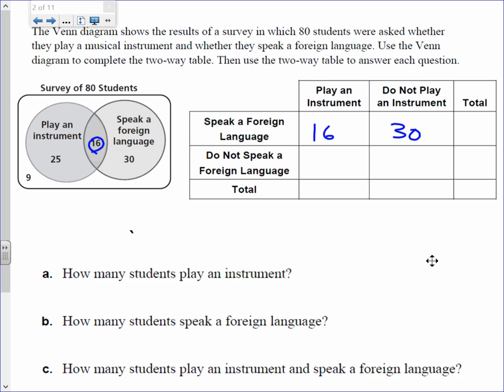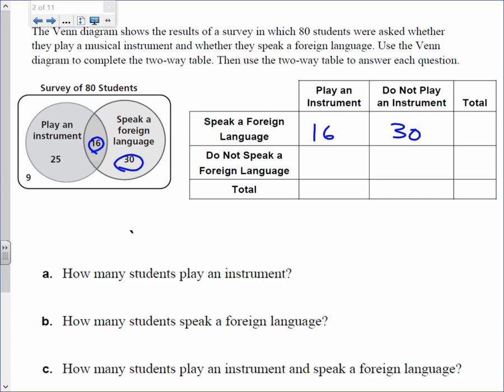Is that right? Wait, yeah, it's do not play an instrument and speak a foreign language. So let's see. Do not play an instrument and speak a foreign language. Right, so that would be this. They speak a foreign language, but they don't play an instrument.